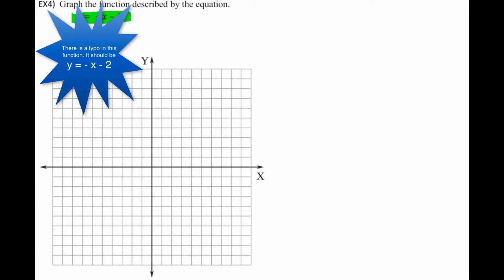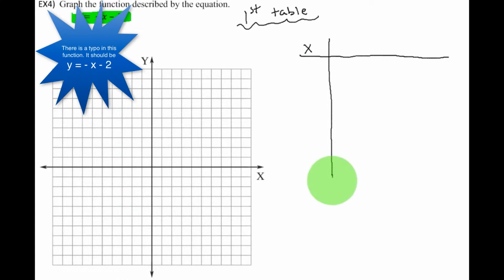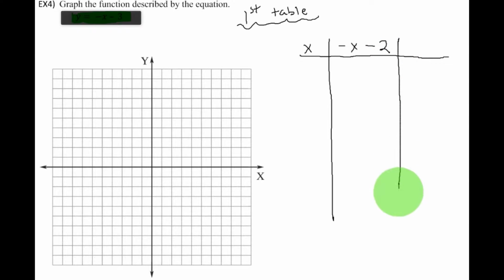So the first thing I want to do is create a table. My x values are going to come first, followed by my equation, negative x minus 2. And I'm going to make sure I create just enough space so that we have an ordered pair at the end. Now, not all your teachers are going to make you create a column for your ordered pair, but I just think it's safe to have and it's a good habit to get into for now until you get really comfortable with them.